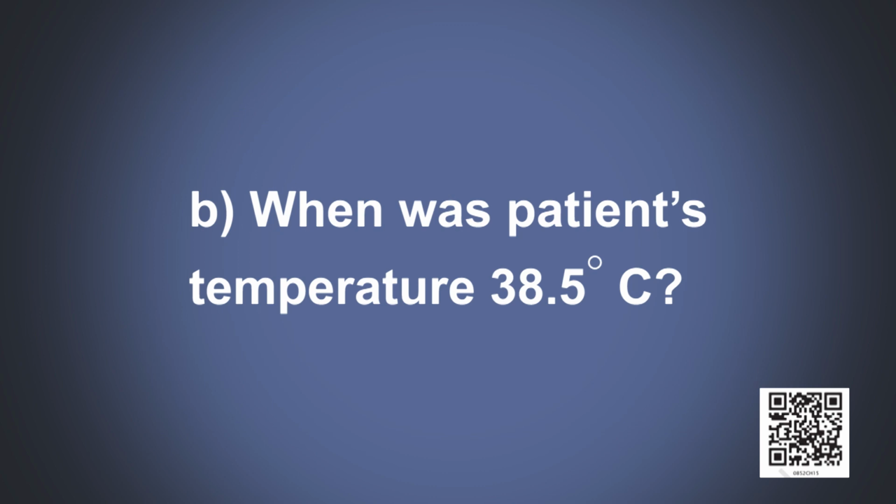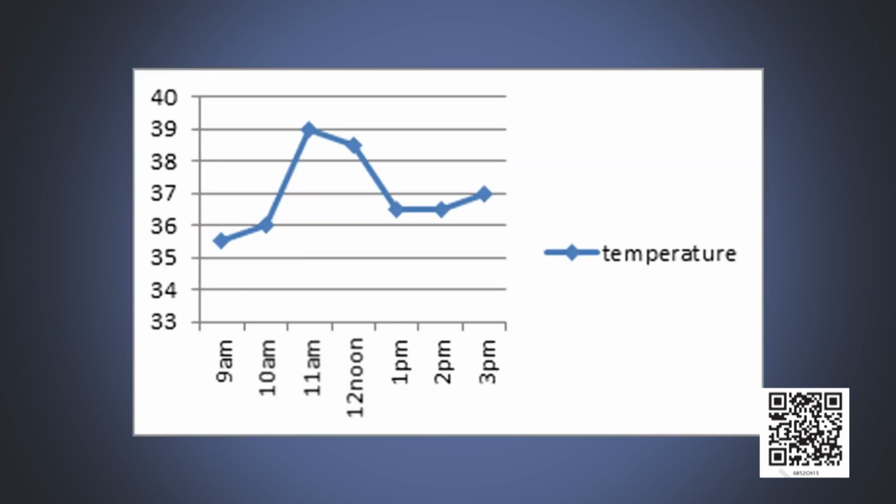Here the next question is, when was the patient's temperature 38.5 degrees Celsius? Now, look at the graph and draw a horizontal line at 38.5. It meets at this point. Then draw a perpendicular line through this point to the x-axis. Where will it meet on the x-axis? At 12, right? So, at 12 noon, the patient's temperature is 38.5 degrees Celsius. From this example, you could make observations from the given graph.